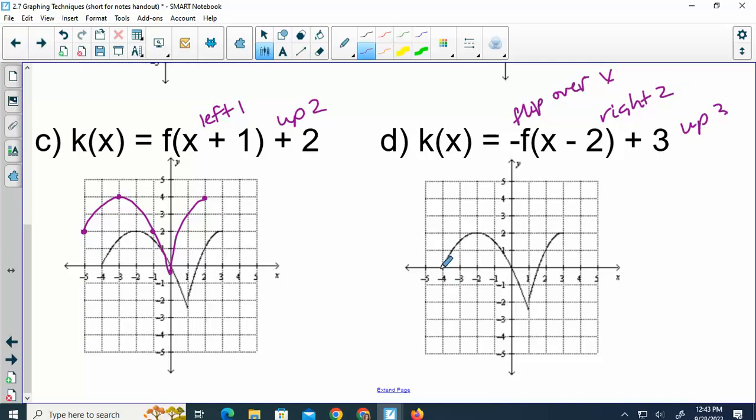So if I flip 0, 0, it doesn't go anywhere. Right 2, up 3. If I flip negative 2, 2, goes down to negative 2, negative 2. Right 2, 3. Alright, this one is at 1 and about negative 2.5. So we'll go up to positive 2.5. Right 2, up 3. So slightly off my graph there. And 3, 2.